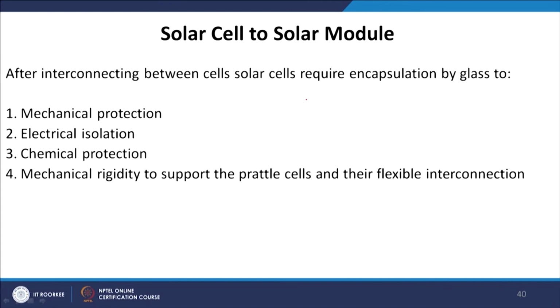What is the objective behind encapsulation? First is mechanical protection, so that the solar cell is protected from some kind of fracture or breaking. Second is electrical isolation. Let us say your solar cell is in the presence of some electrical device, so that it does not get any kind of electrical induction. Third is chemical protection. By some mistake, if somebody spills some kind of chemicals on it, our solar cells will be protected. Fourth is mechanical rigidity to support the solar cells and the flexible interconnections. So, these are the reasons why we need to encapsulate the solar cell.